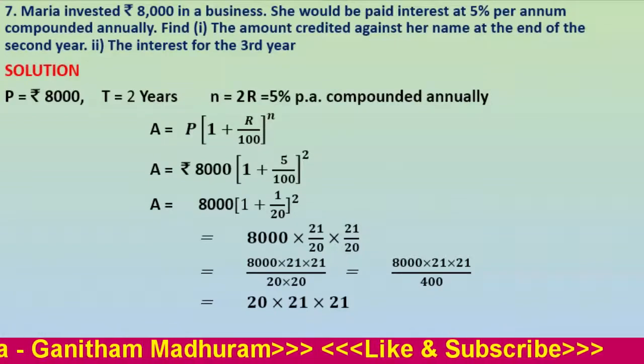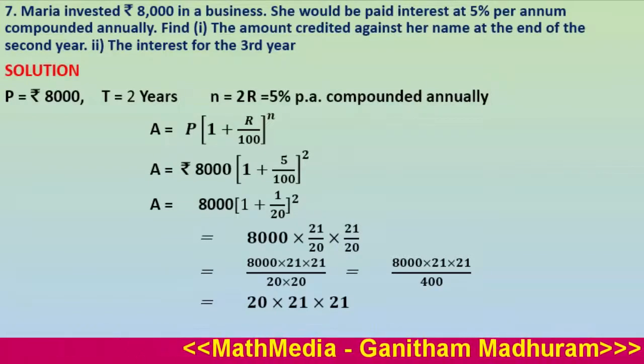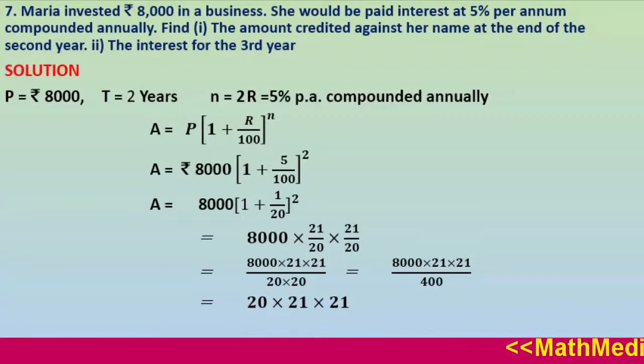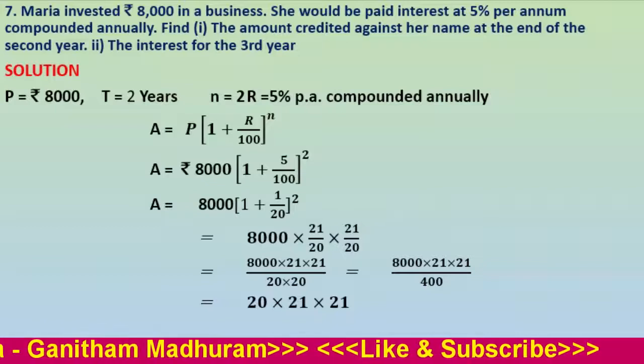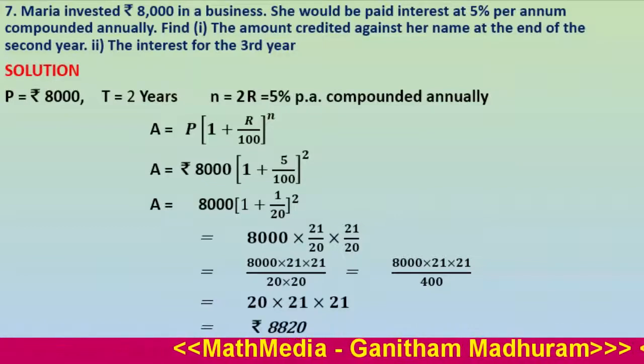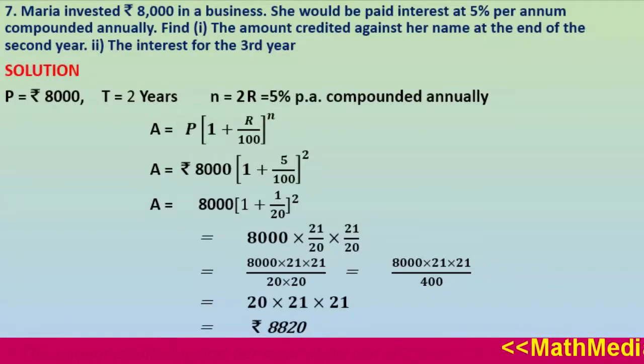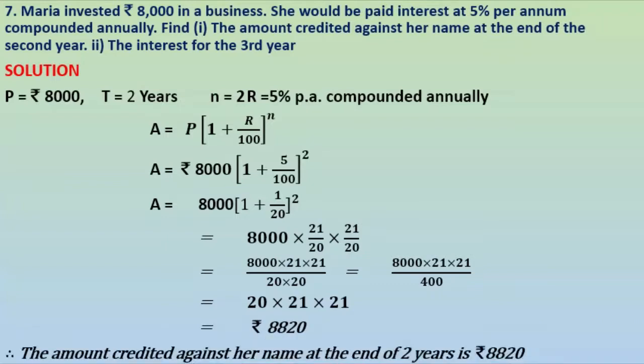Here 8,000 and 400 can be cancelled. In the numerator we get 20 and in the denominator we will get 1. So we get 20 into 21 into 21, which gives rupees 8,820 as the amount. Here we are finding the amount credited at the end of 2 years is rupees 8,820. Now we can move to the second part of the question.